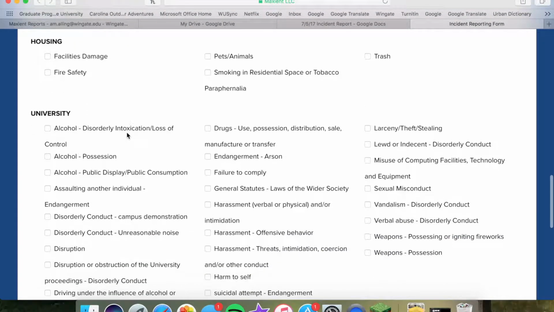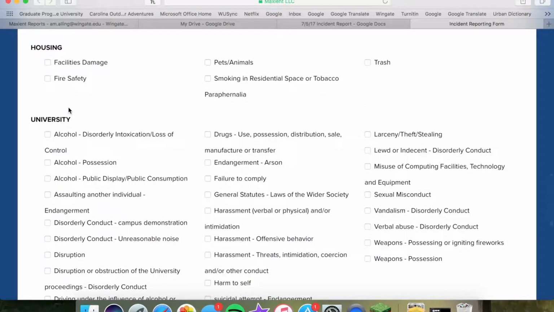The next two sections are housing and university. Let's look through all the different options and see what pertains to the incident that you're documenting. You're able to choose more than one option as well. Say for this particular incident involving drugs where you came across a resident who had been smoking marijuana. For housing, you may choose smoking in a residential space if it was found in their apartment, as well as fire safety due to seeing a plastic bag covering their smoke detector.